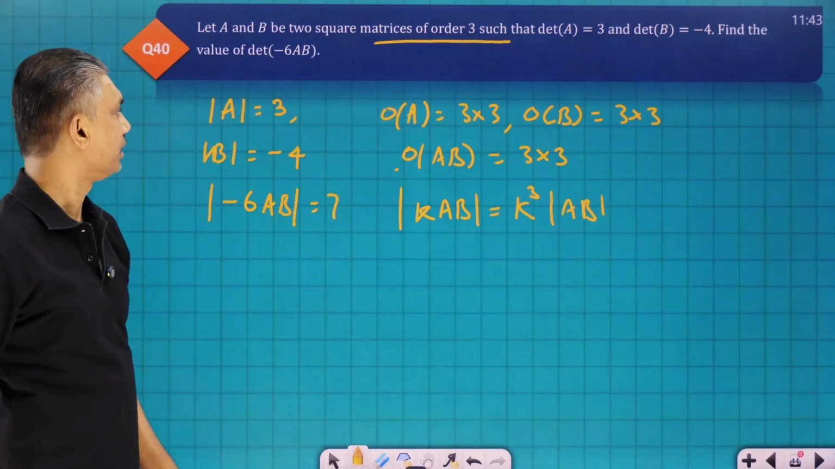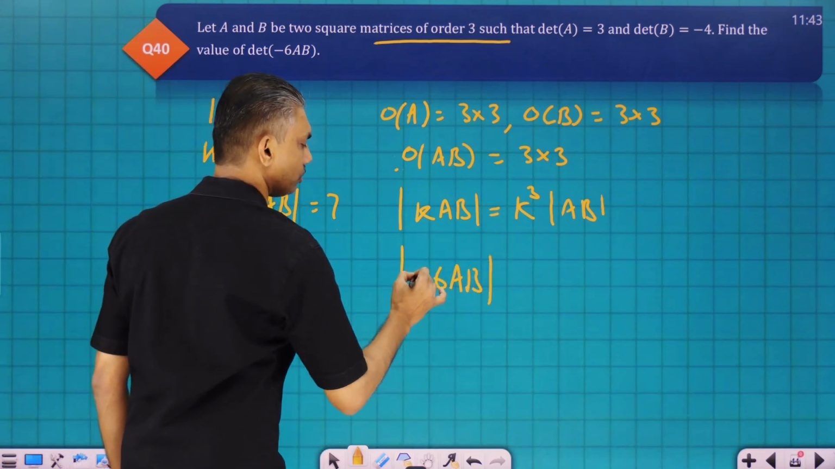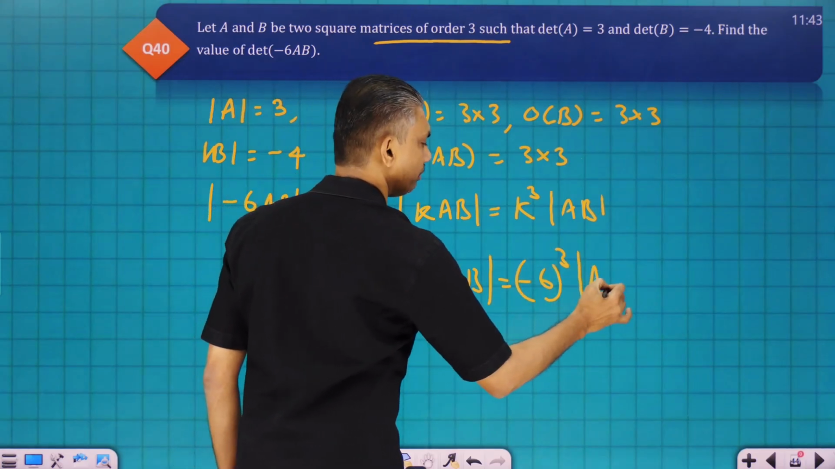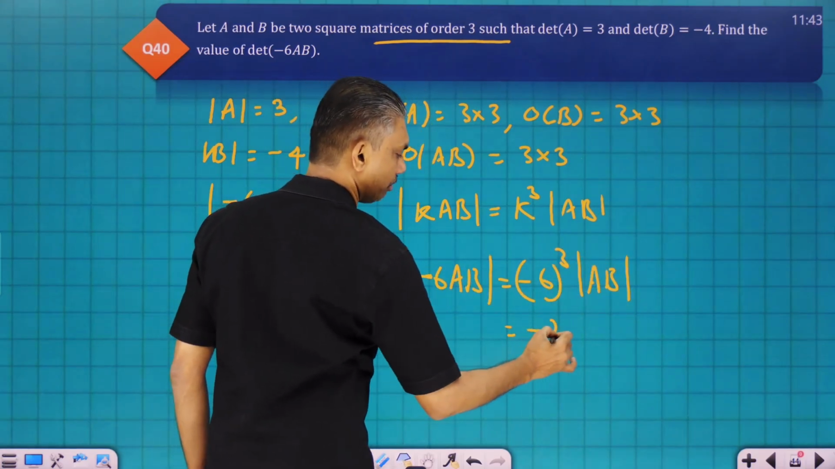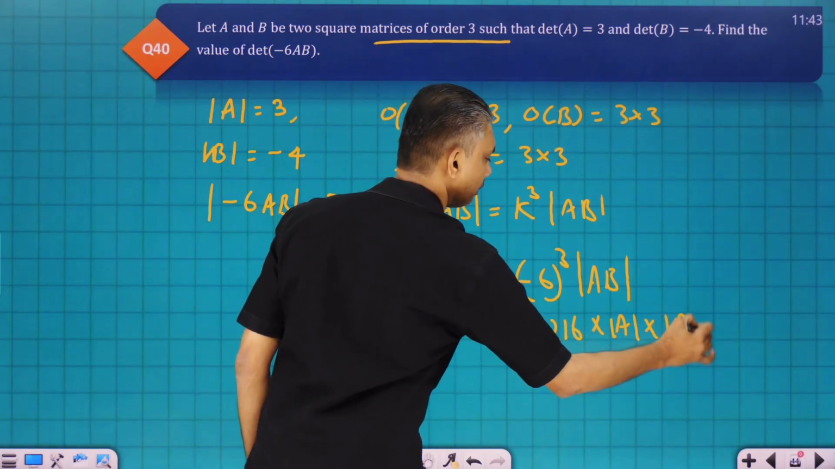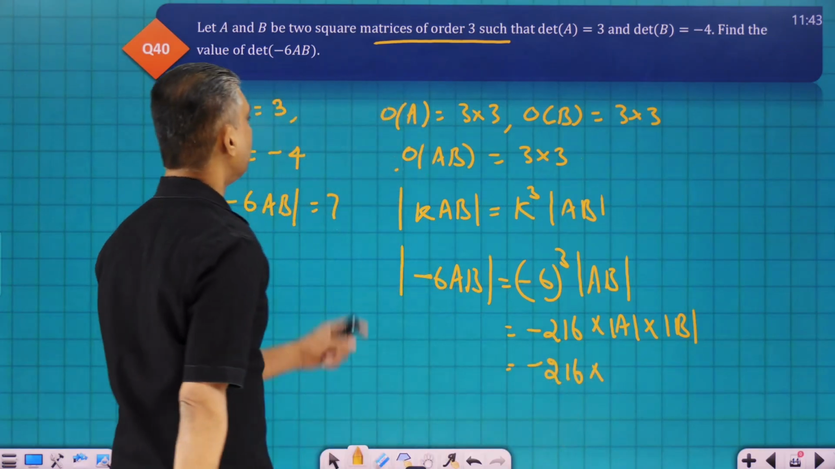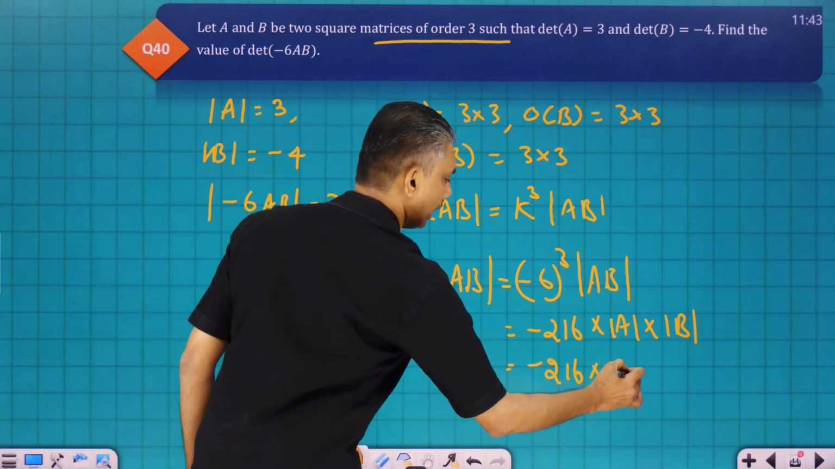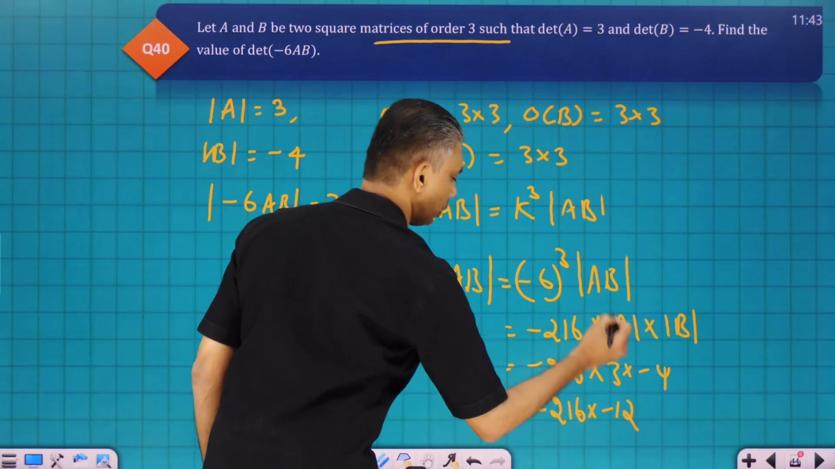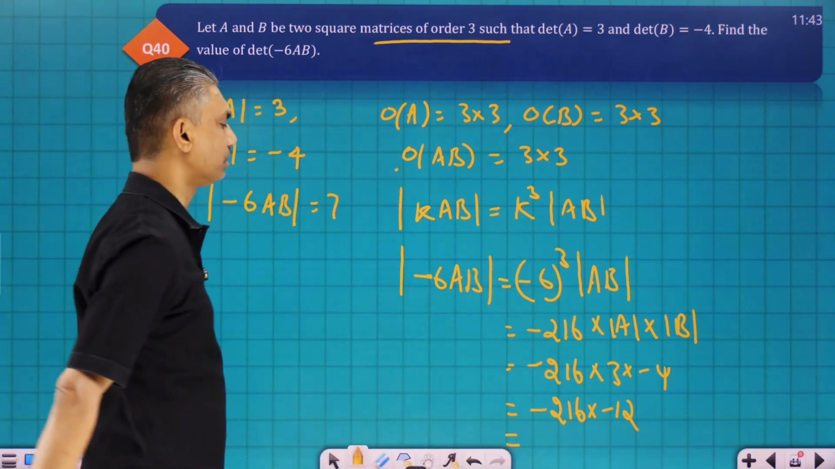3 by 3. So, determinant of KAB will be equal to K cube into determinant of AB. This is the result that we have studied. Therefore, determinant of minus 6AB is equal to minus 6 cube into determinant of AB, that is minus 216 into determinant of A into determinant of B, that is minus 216 into 3 and minus 4, minus 216 into minus 12. You can calculate this one and you will be getting the final answer.